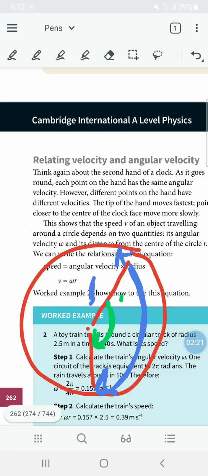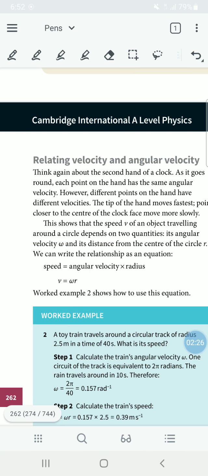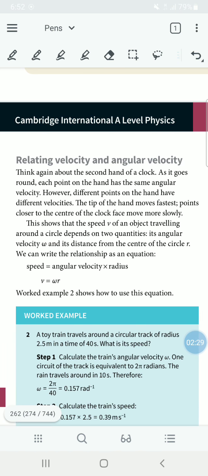So now the point is, how do they relate the velocity, angular velocity, and the other velocities of the other points? How do they relate? As we saw, different points on the hand have different velocities. The tip of the hand moves fastest. Points closer to the center of the clock face move more slowly, because the tip has to travel a greater length.